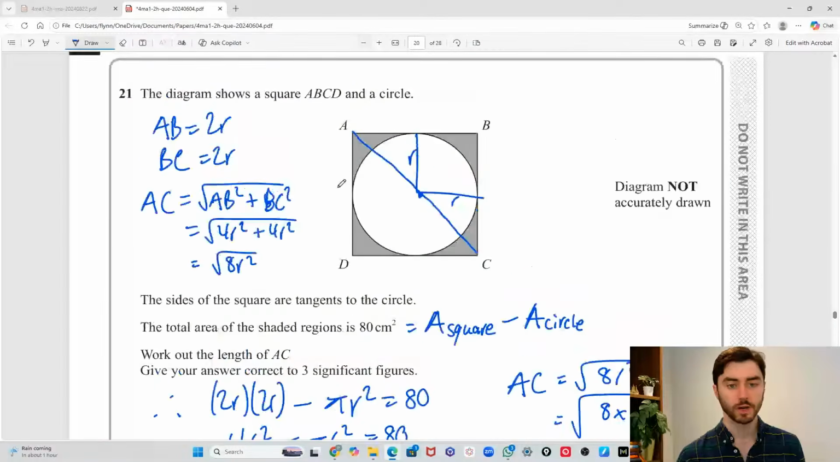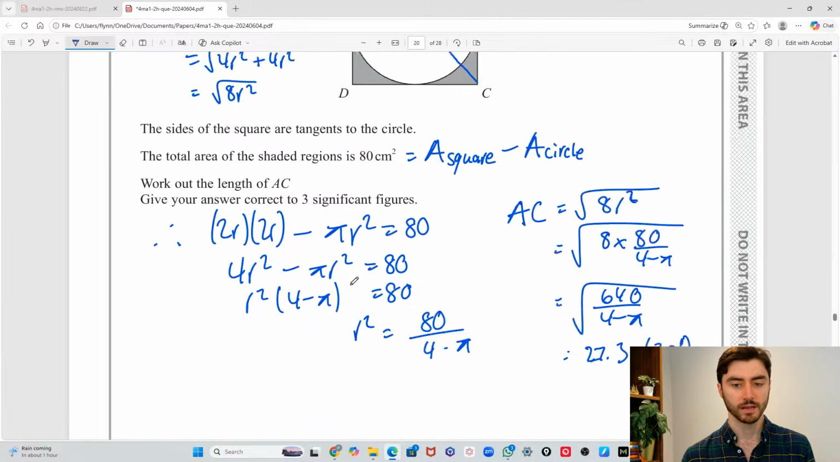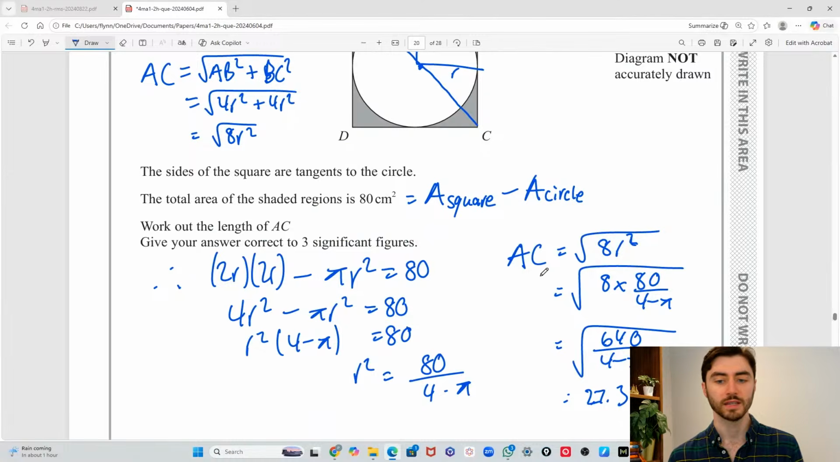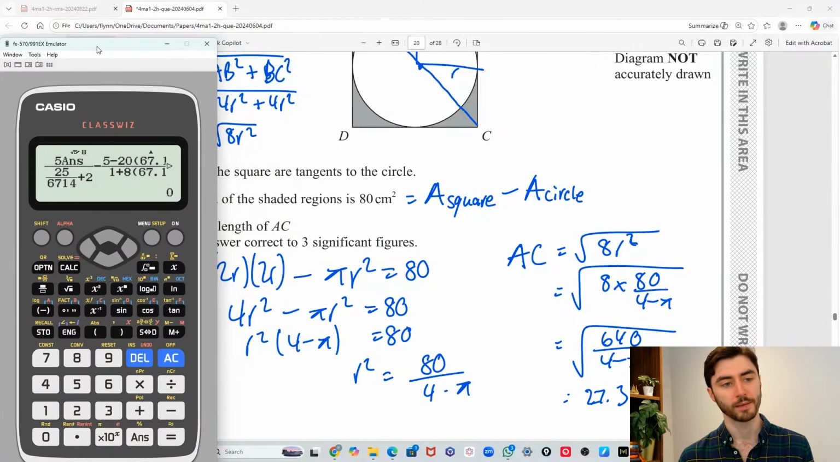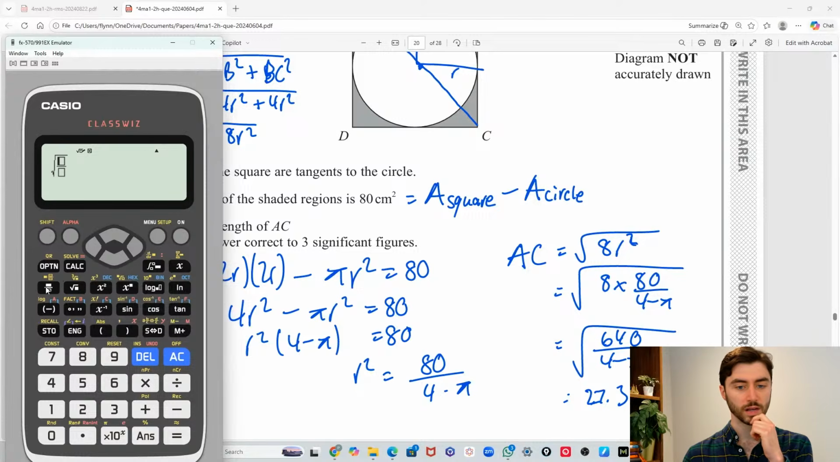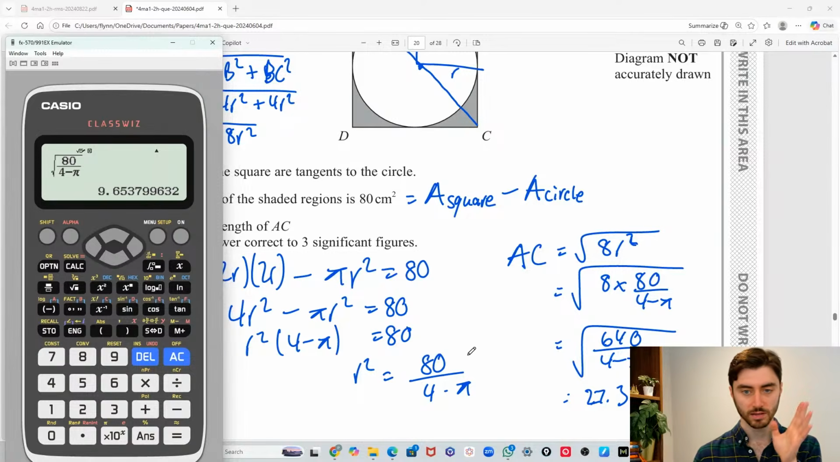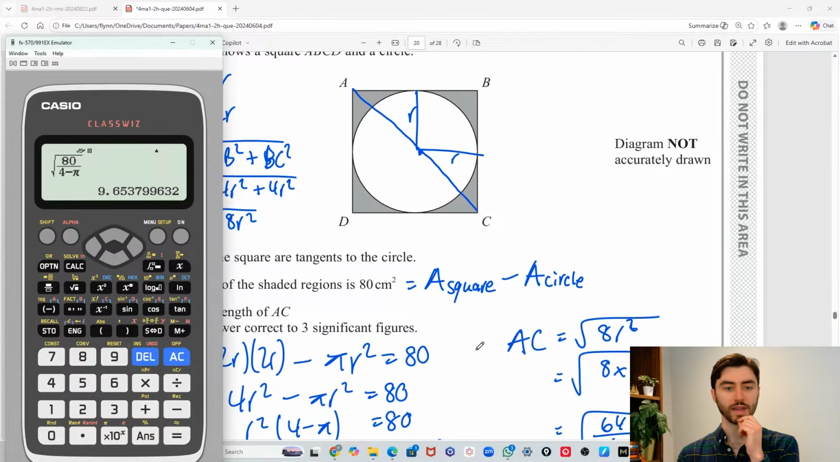Here for 21, work out the length of AC. So what I'll do is I'll take my AC as given. No, this kind of feels like I want to rerun it. Or rather, let me say, okay, so if my R is correct, if my R is the root of 80 all over 4 minus pi, then it is that. So that is R.